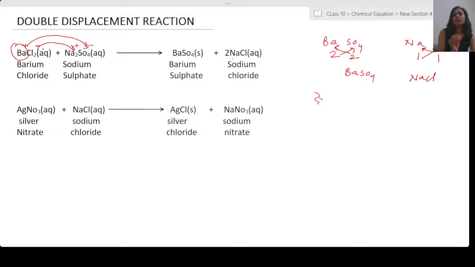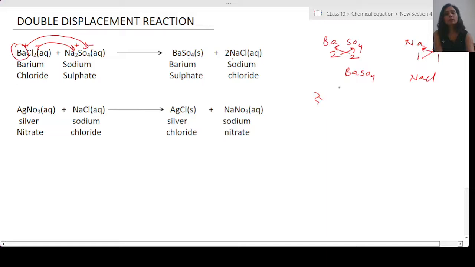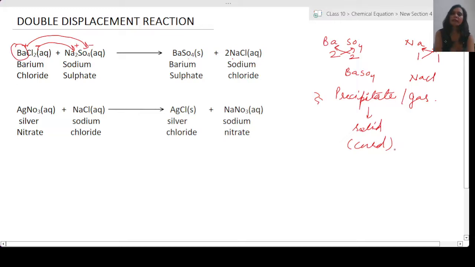In the double displacement reaction, the products which are formed are generally a precipitate or a gas is also sometimes formed. Precipitates are solids which look like curdling or curd pieces hanging in the solution, and later on they settle down. So here BaSO4 will be a precipitate. Either we write PPT or we write a downward arrow showing that they will get settled at the bottom.